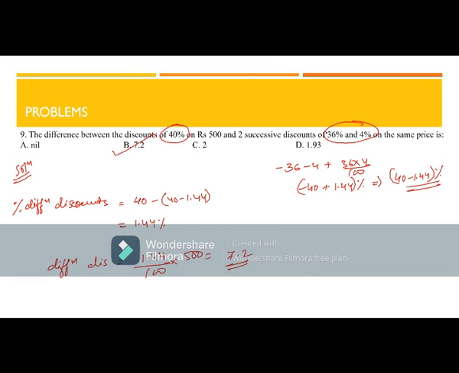Here I have just used the formula, that is net change in percentage equal to A plus B plus AB by 100. Since there is a discount, I have taken A and B both as negative. And thus we have got the net change in the two successive discounts, that is 40 minus 1.44%.